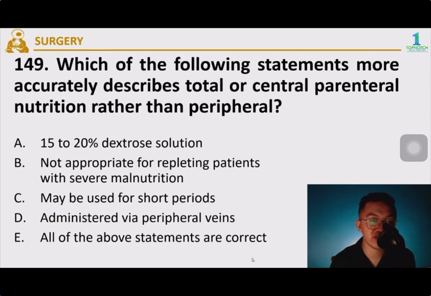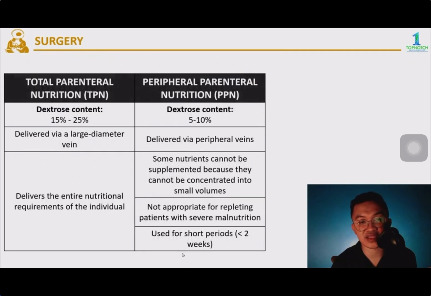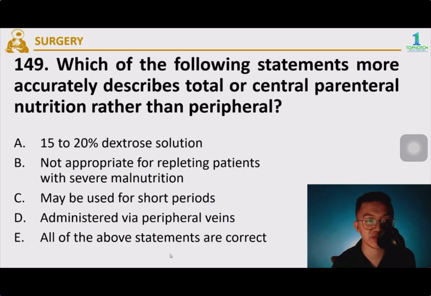49. Which of the following statements more accurately describes total or central parenteral nutrition rather than peripheral? So the difference is in their access. Central means you have to find the central vein. Peripheral, you need to find the peripheral vein. For central or total parenteral nutrition, due to the large diameter vein, you can give a higher dextrose infusion. For peripheral, you can only give 5 to 10%. Your TPN can give the entire nutrition requirements of the individual, while your peripheral parenteral nutrition cannot. It's only appropriate for short periods and is not appropriate for patients with severe malnutrition.